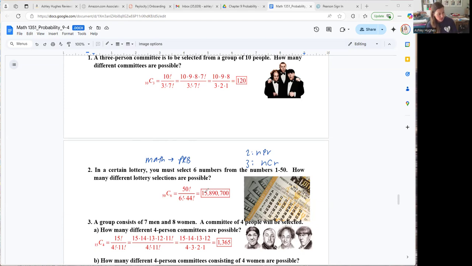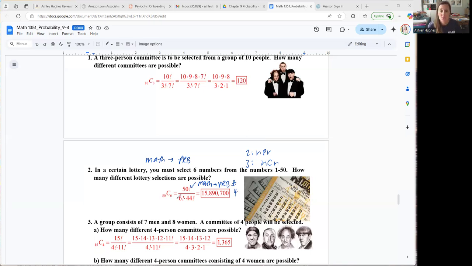You get math and then over to probability as well to type in this factorial: math, probability, and then it's number 4 is the factorial.